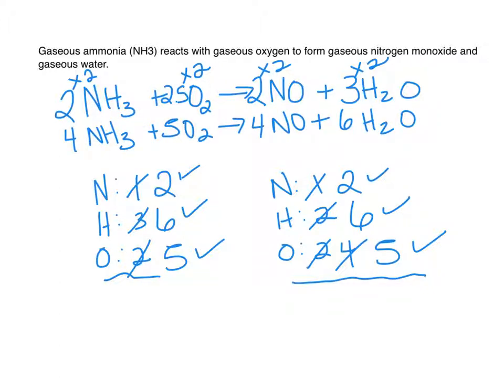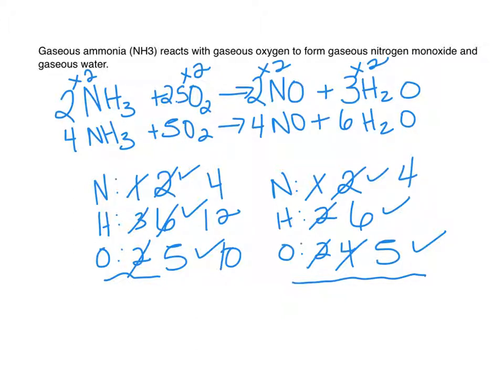So I've gone ahead and I have multiplied each of the coefficients by 2, and now for my final check I'm going to count up the atoms on each side. So I have 4 ammonia, which is going to give me 4 times 1 N, so 4 nitrogens. I also get 4 times 3 gives me 12 hydrogens, and then I have 5 times 2 gives me 10 oxygens on the left. Now on the right, again, I have 4 nitrogens.